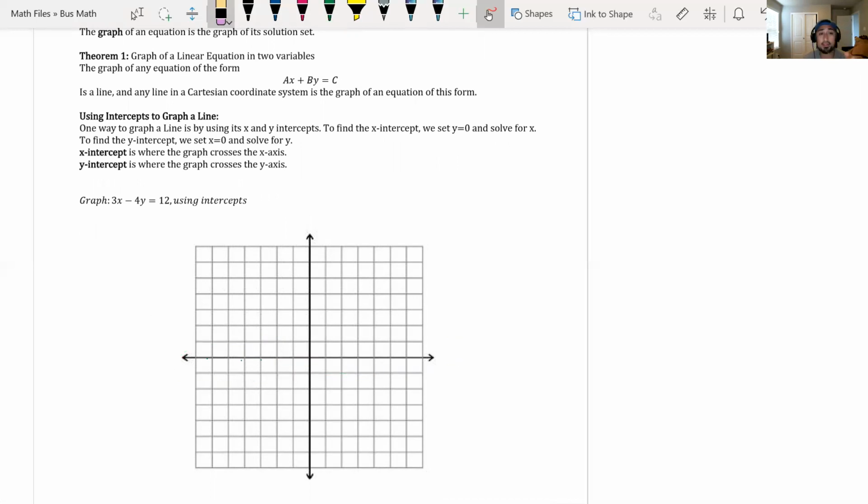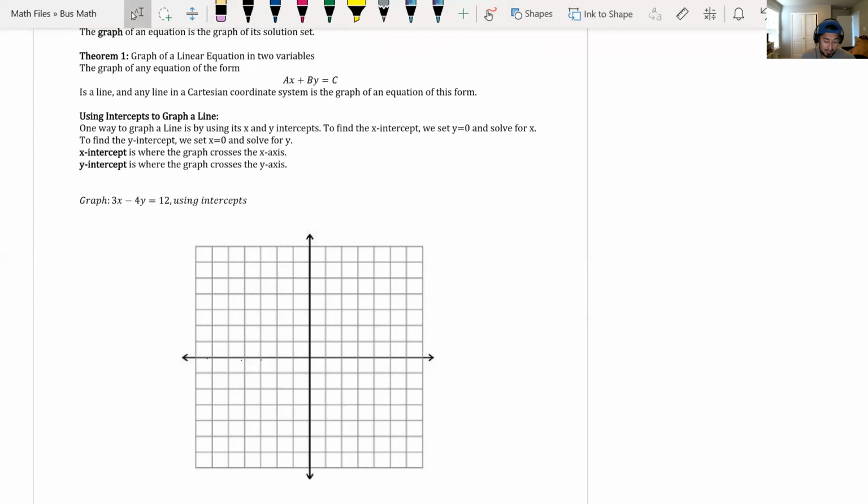Okay. And then to find a y-intercept, you set x equal to 0 and solve for y. And again, here's the y-axis. If I have any point on the y-axis, well, this means that x is always 0. And that's how you find a y-intercept. Okay.